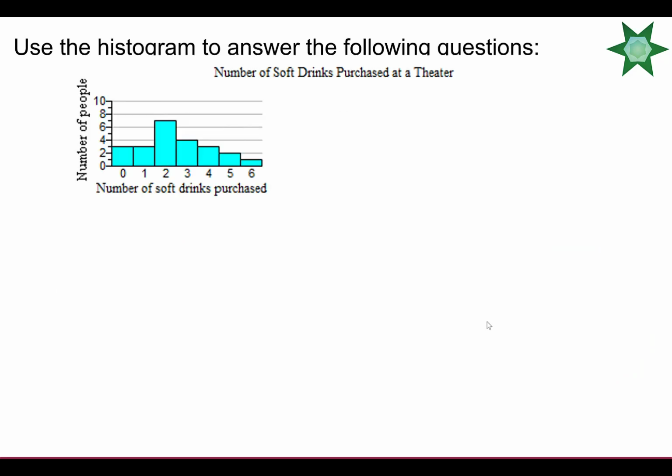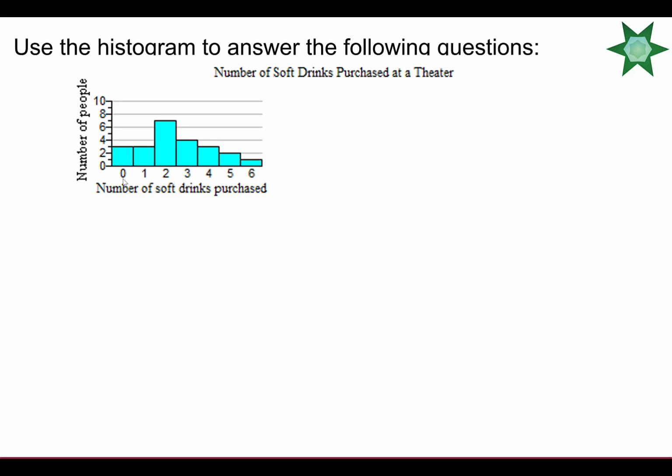Use the histogram to answer the following questions. Let's look at what we're looking at. We're looking at the number of soft drinks that were purchased at a theater. Along the x-axis, we have the number of soft drinks purchased, which ranges from 0 to 6. And in each grouping, we have the number of people that bought that many drinks.